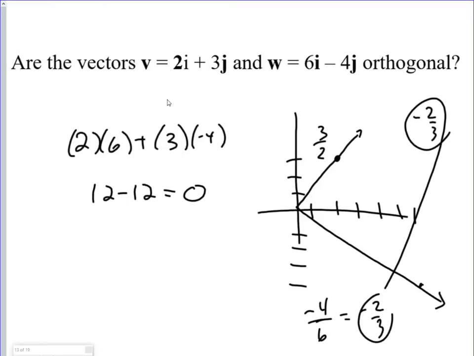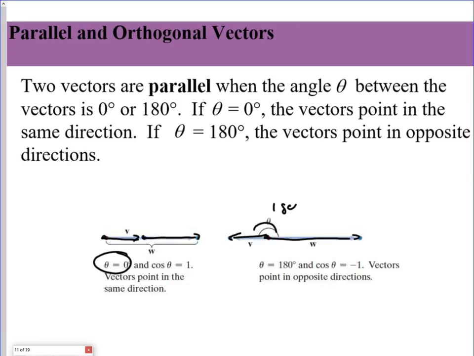You said that if it's 0, then they're moving in the same direction? No. That makes them parallel. So that means that they're not orthogonal. The angle between them has to be 90. What's 0? The dot product. Yeah, but what is 0 representing?